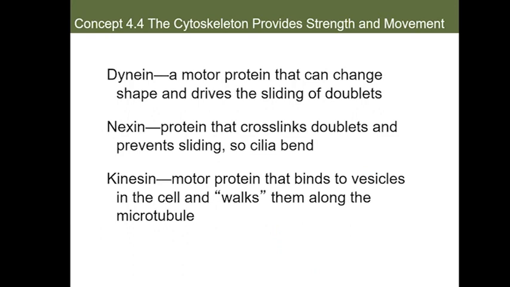So dynein is a motor protein that can change shape and drives the sliding of doublets. So it's normally in between them. Nexin is a protein that cross-links doublets and prevents sliding. So cilia bend instead of just going past each other. So it keeps them together so that they actually bend when that happens.